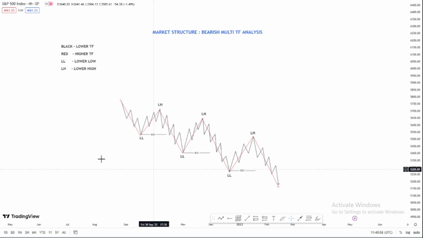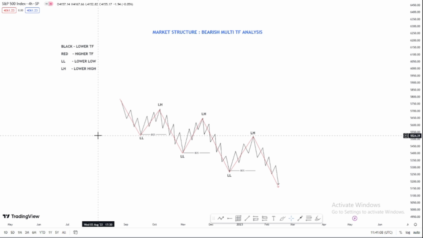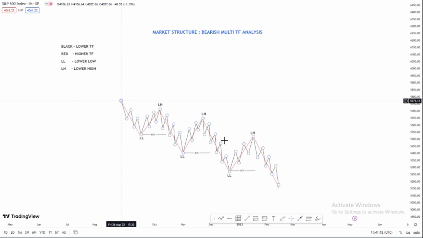Now, as you guys can see, we have external structure and internal structure. External structure, we get from a bigger time frame, and internal structure we get from a smaller time frame. This is the structure that we're going to be looking at, that will help us to take trades from, right? So now as you can see, the market is bearish.